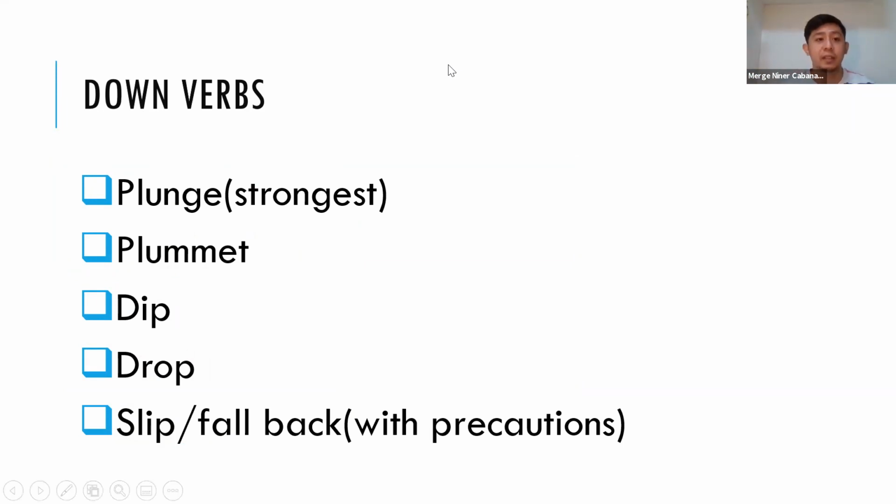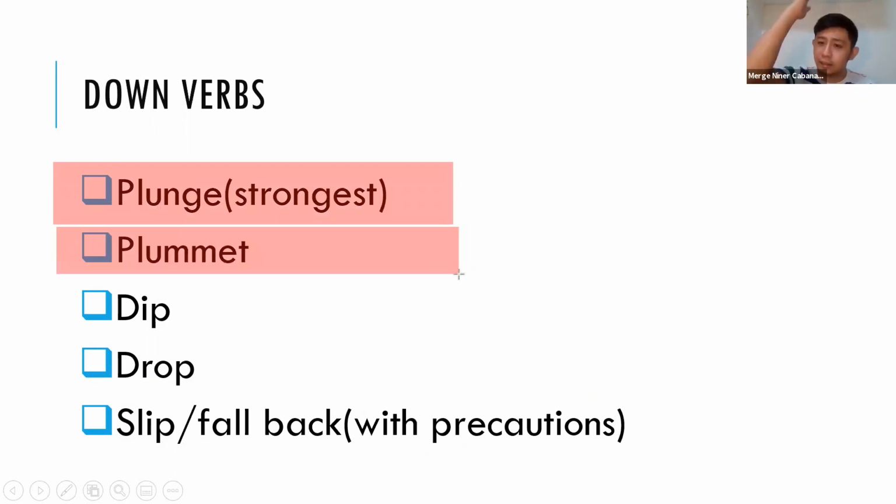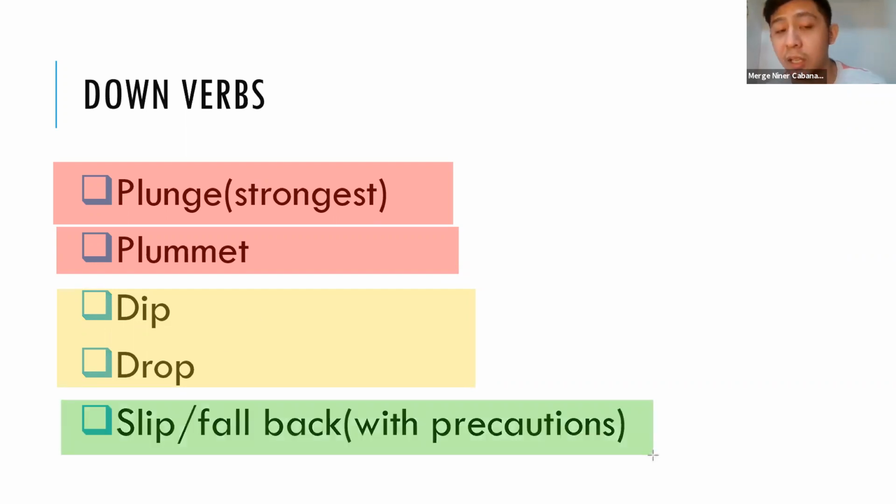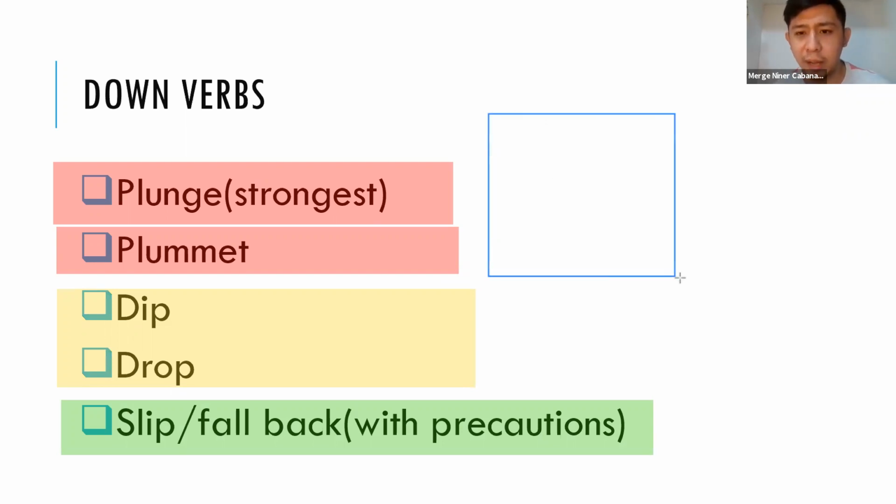Okay, so I have plunge and plummet. Those are my strongest words. So when it goes down hard, when it falls very far in a very short period of time, I will be using plunge and plummet. Well, for a fairly short amount of decrease, then I would consider dip and drop. But slip back is something that I would like everyone to consider with precaution. So let me show you a sample of when I can use the words slip and fall back.